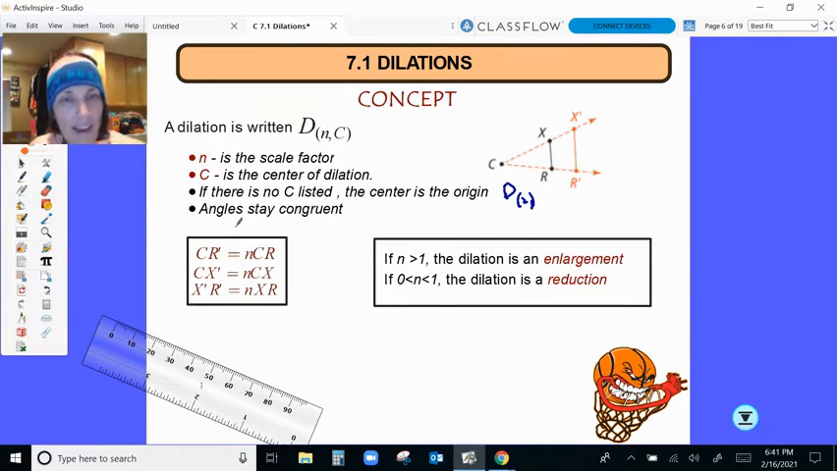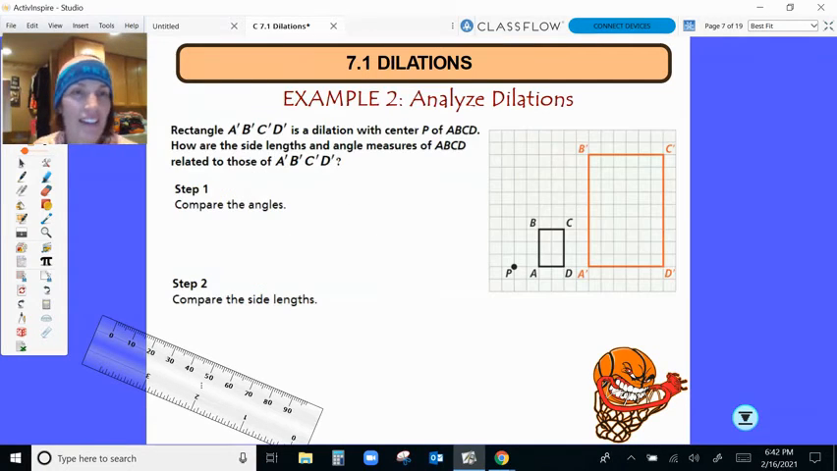Okay, all of my angles stay congruent, but my sides are going to be, my image is going to be whatever the scale factor is times the original. My image would be whatever the scale factor times the pre-image, right? If the scale factor is greater than 1, the dilation is called an enlargement. If it's less than 1, or between 0 and 1, then it's a reduction. If it's equal to 1, of course, then it's not a dilation. It just stays the same.